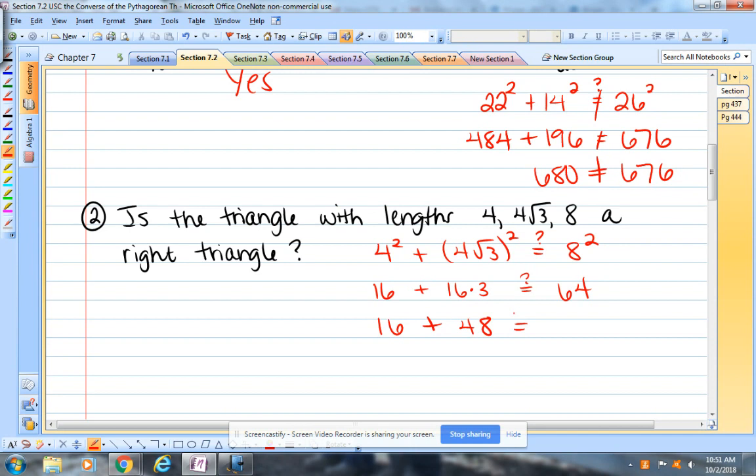48. If I add those, do I get 64? Yes. Do I? I do. So do these sides make a right triangle? Yes, they do. So any questions on that? So they might give you the picture, they might not.